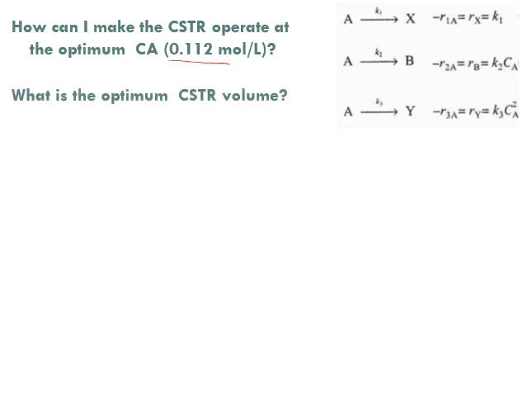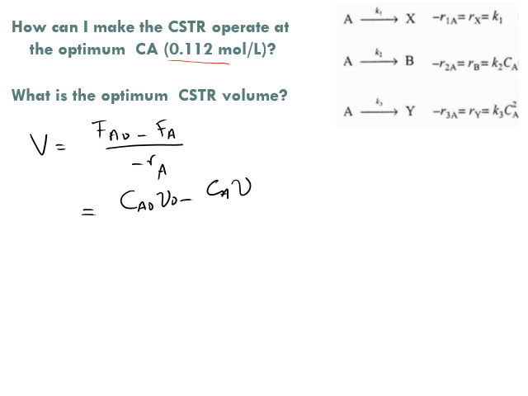How do we design it? Well, what is the optimum CSTR volume? How do we choose the volume? Well, we design it. So let's start with the design equation. You know, for CSTR, you have V equals FA naught minus FA divided by minus RA from the material balance, right? And if you want to deal with concentration, this is CA naught times epsilon naught minus CA times epsilon over minus RA.